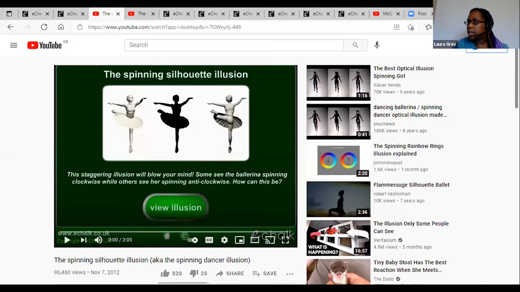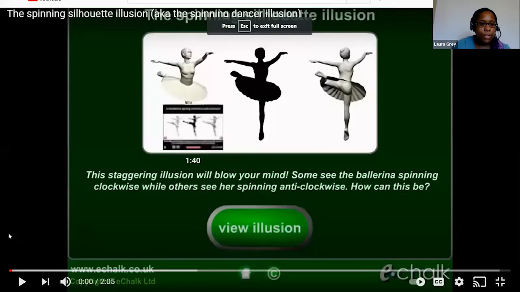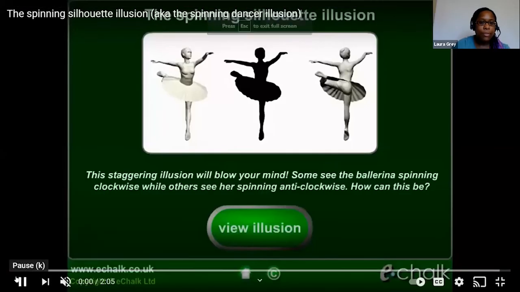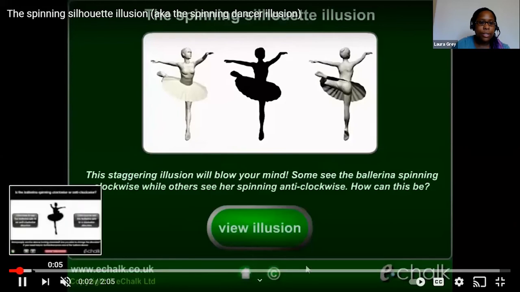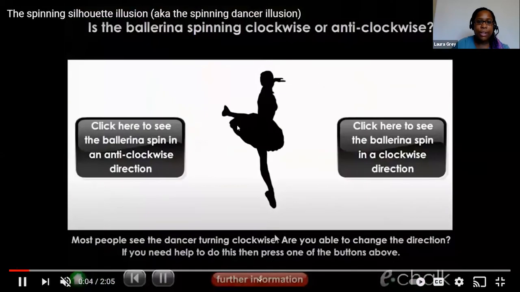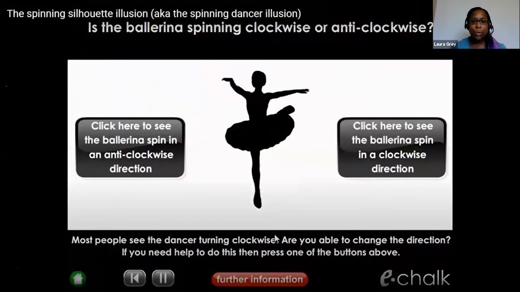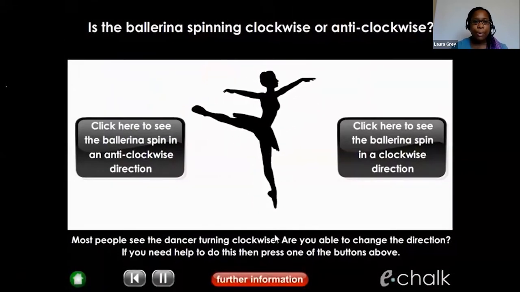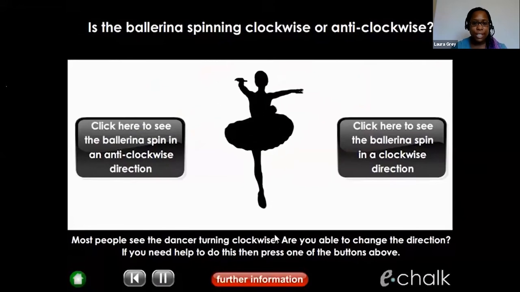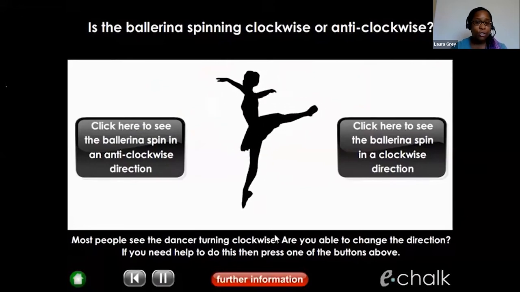Let's just check. Yeah. Okay, so this one is of a silhouette. I don't want the sound on, so I'm going to take that off. So if I hit play, you can see there's a silhouette here spinning. Now, depending on who you are, you might see it spinning anti-clockwise, or you might see it spinning clockwise. I personally can see it spinning anti-clockwise, but it might actually change as you're looking at it.